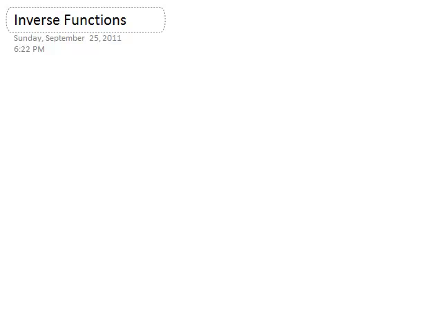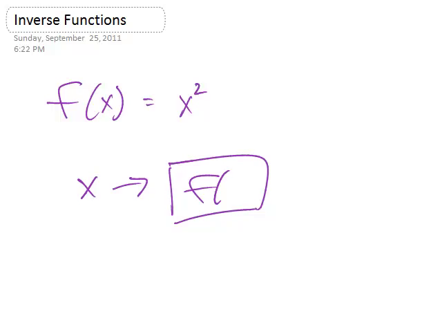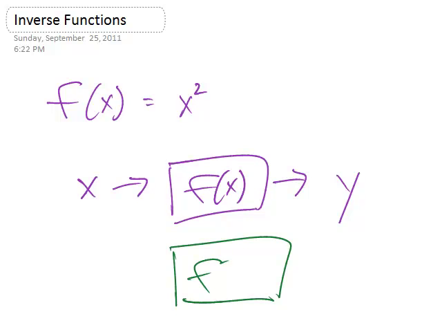Alright, so this is a quick review of inverse functions. Now, we all know what functions are. For example, f of x equals x squared. And we know that if we put x into a function, f of x, we get y or some other kind of thing back. An inverse function essentially is what we consider the opposite of a function.